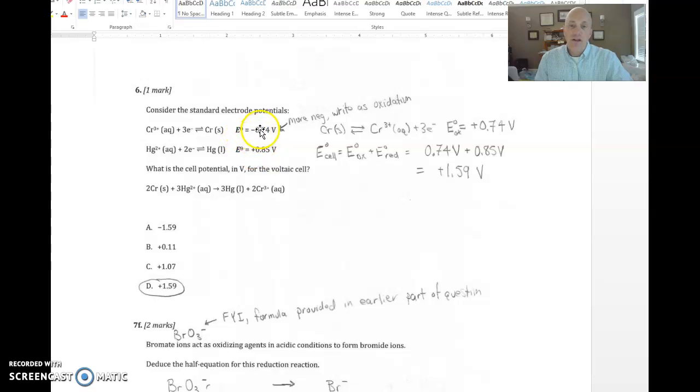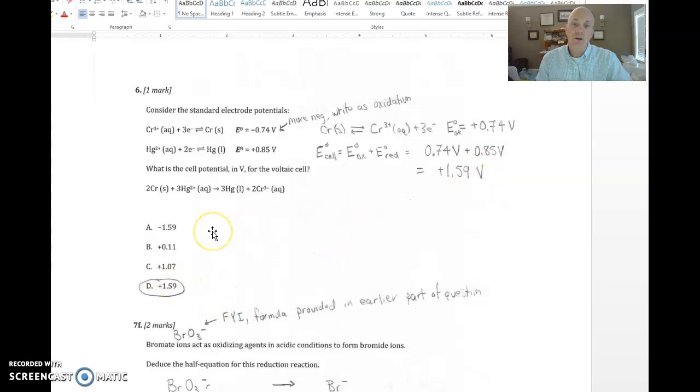You look at these, you realize that the thing that is more positive is the one that would occur as written as the reduction. You find the more negative thing, you turn it around, and when you turn this around and write it as the oxidation, that changes the sign to a positive 0.74 volts. And the overall cell potential is going to be the potential of the oxidation half cell plus the cell potential of the reduction half cell. You add those together and you get the overall cell potential.